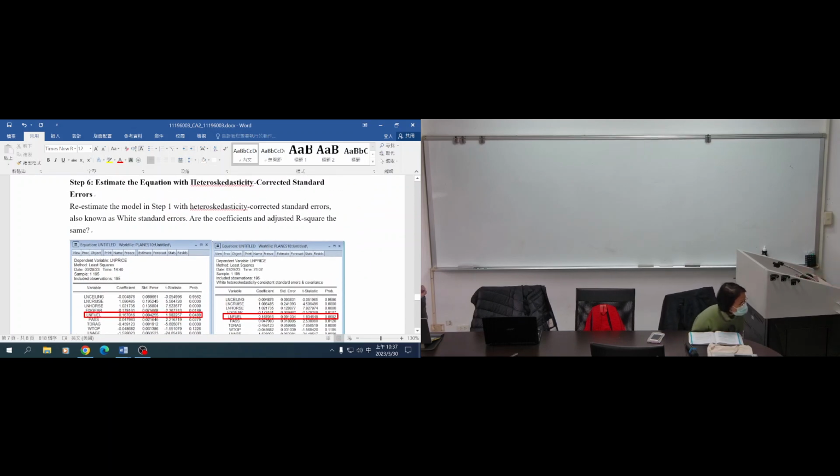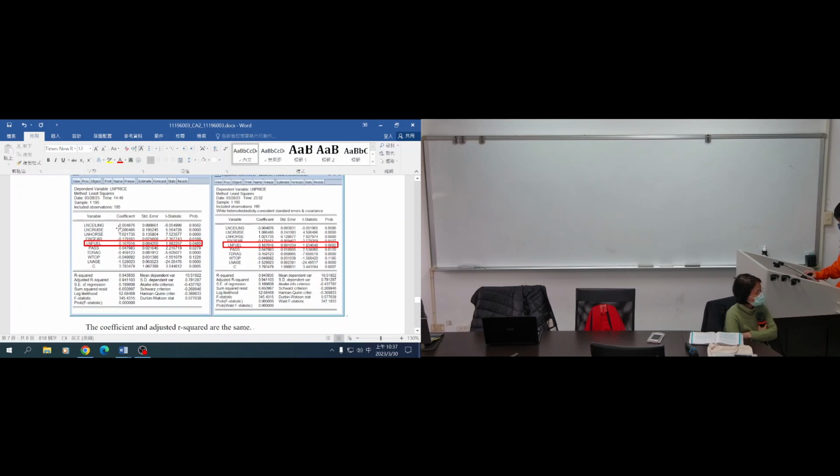Step 6, re-estimate the model in step 1 with heteroscedasticity corrected standard errors. The left-hand side one is the original one, and the right-hand side one is the corrected one, as you can see here, White standard error covariance. The coefficients are exactly the same, but the standard error is slightly different, and the t statistic is slightly different because of the standard error, and therefore the probability is different too.